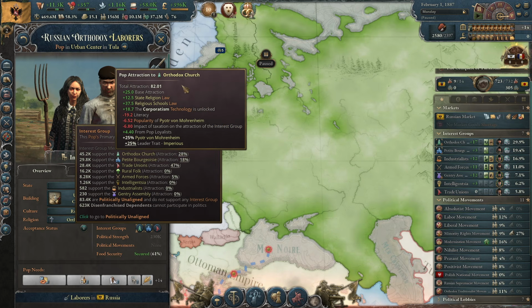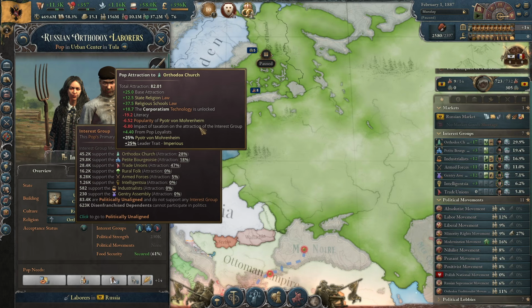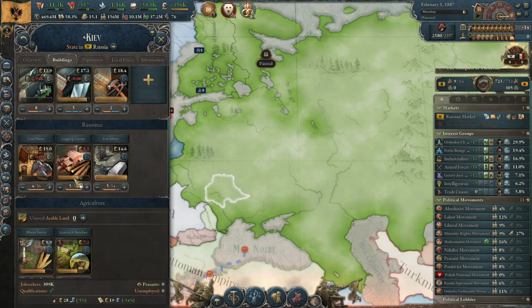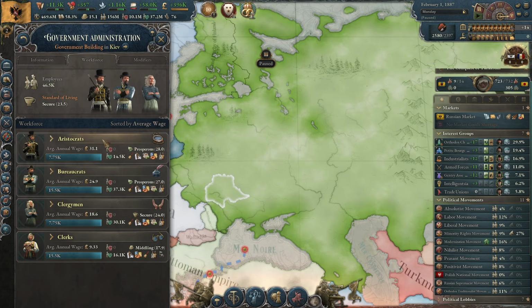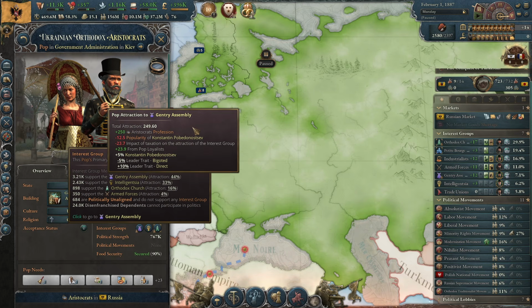The devout tend to get more attraction if you have a state religion law, religious schools, if you've researched corporatism. They can lose it depending on literacy. You also have effects from pop loyalists and taxations on whether pops want to join certain interest groups. And to give you an example, we are going to go find some aristocrats. And aristocrats normally support the landowners because they're aristocrats.